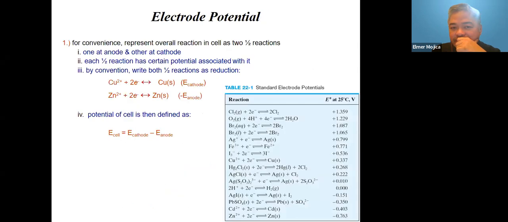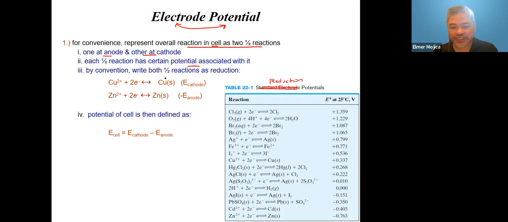You also learn about this concept ng tinatawag nating electrode potential. Okay? And if I'm not mistaken, this is really not a standard electrode, but the so-called reduction potential. So the way that you do it for convenience, you represent the overall reaction in the cell as 2 half reactions, one happening at the anode, which is the oxidation, and one happening at the cathode, which is the reduction. And then each half reaction has certain potential associated with it.